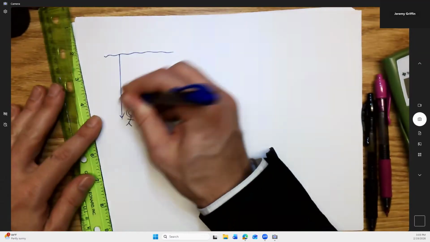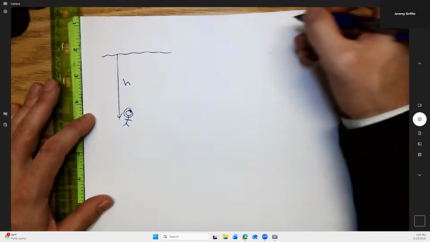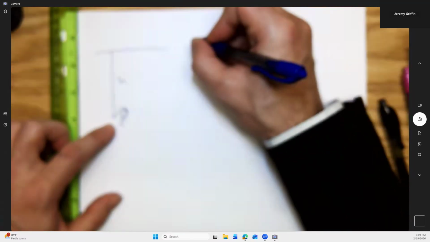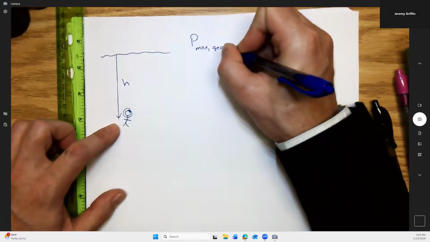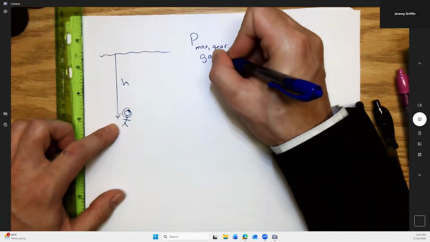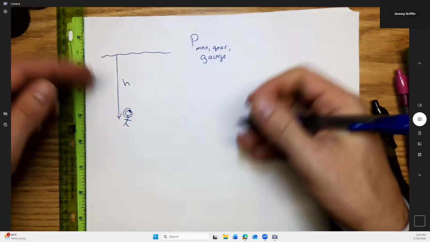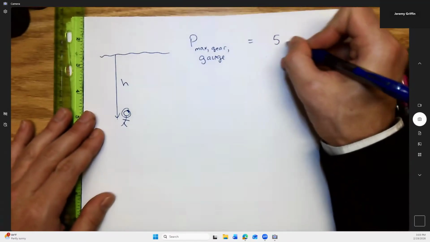Okay. Let's say this is some depth H. And let's say this person's wearing some scuba gear and the pressure max of the scuba gear, let's say gauge. We'll just do gauge pressure. Okay, so just the pressure due to the water itself. Let's say it's like 5 atmospheres.